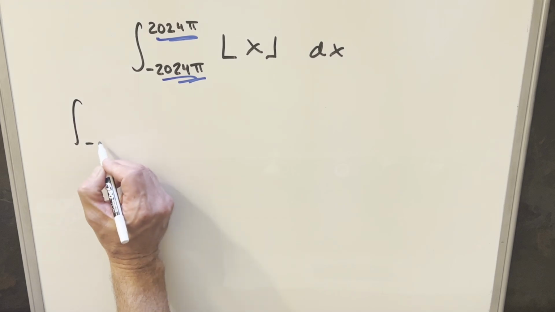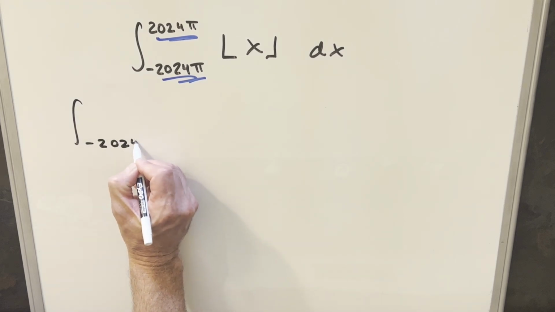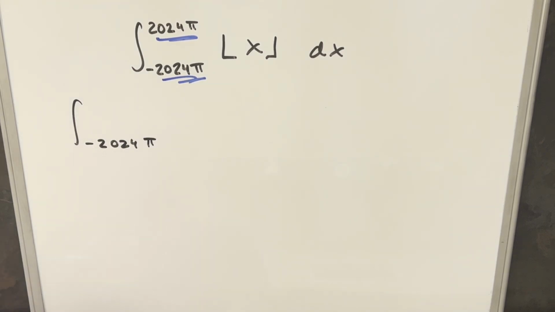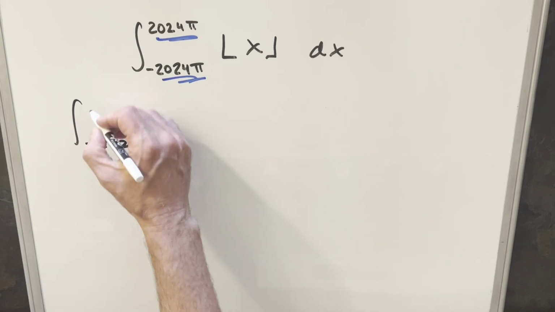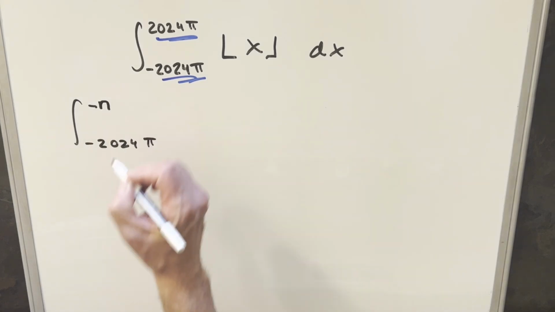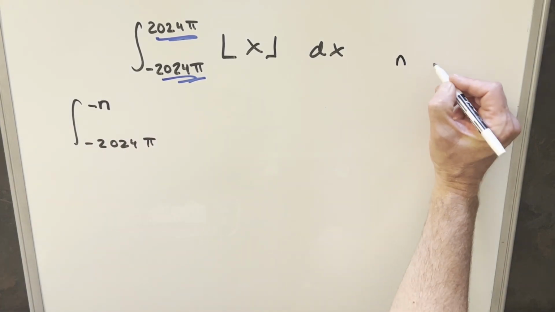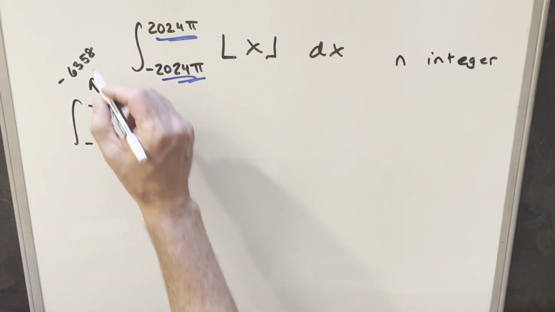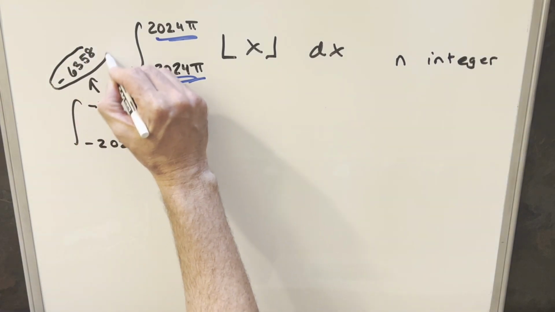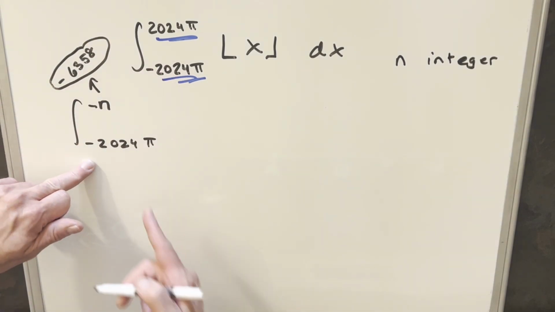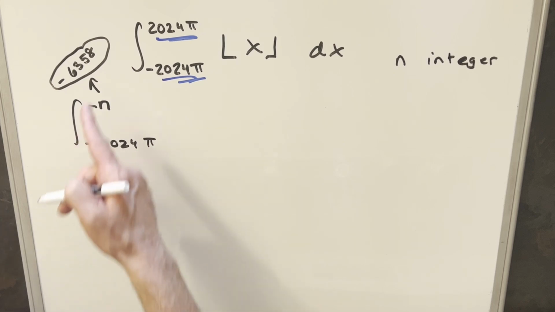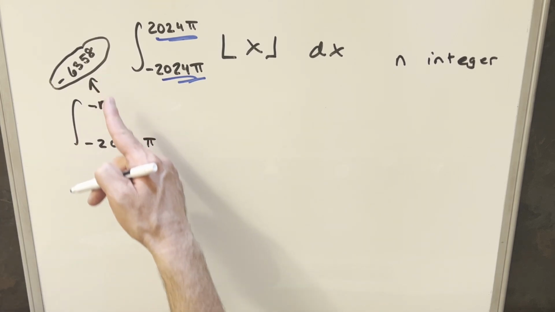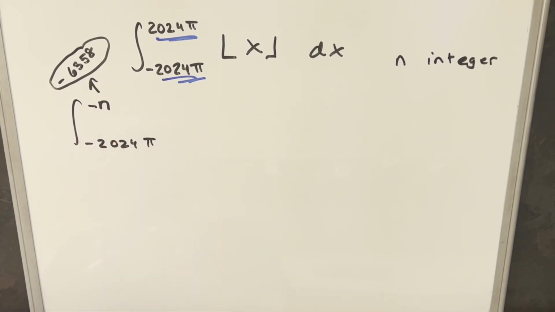So to get started with this, for the first integral, we'll go from minus 2024 pi to some integer value, which we'll call minus n here. And so I'm defining n to be an integer. I did this on my calculator really quick, not that we really need it, just out of curiosity. If you take the ceiling on this lower bound, you get this minus 6358. So now we have an integer for the upper bound here.